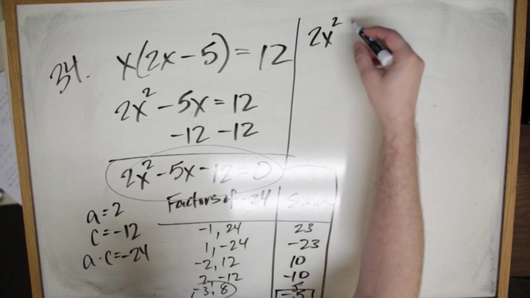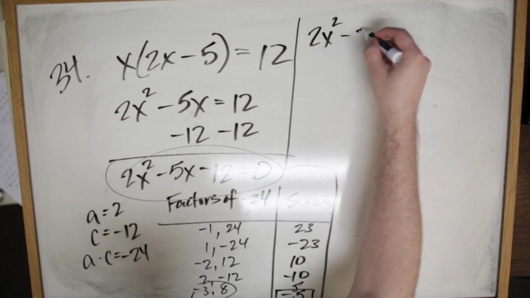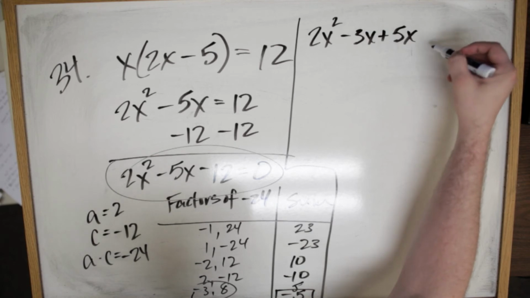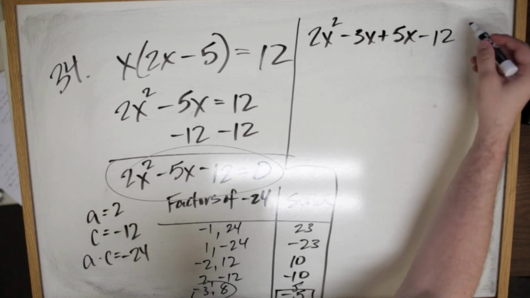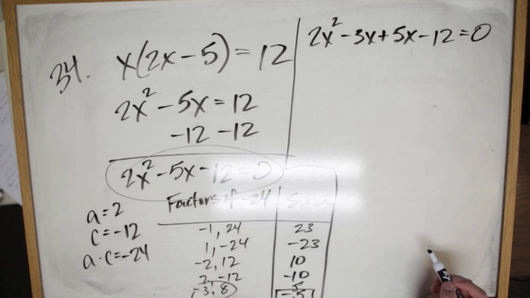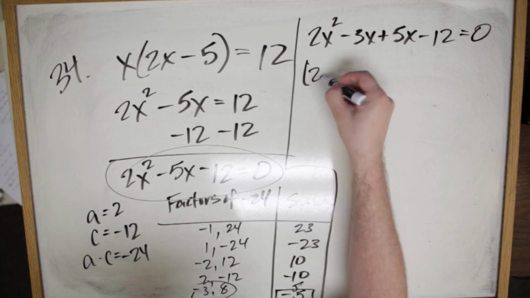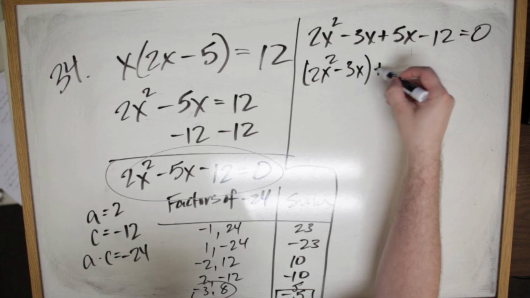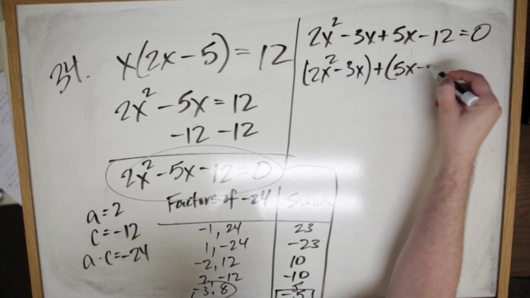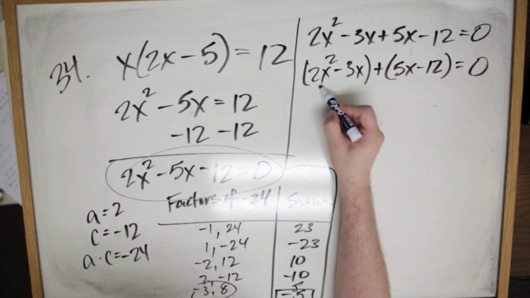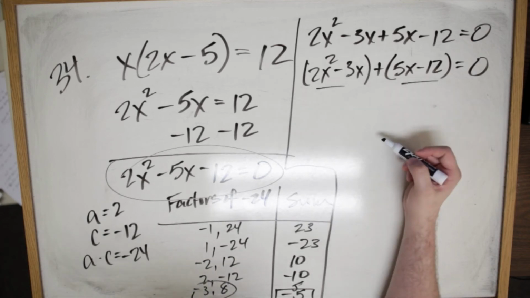2x squared minus 3x plus 5x minus 12 is equal to 0. Okay? And now we do the brackets around the first piece and the second piece. Plus 5x minus 12 is equal to 0. And then we factor out from each of these individual pieces things that are in common.